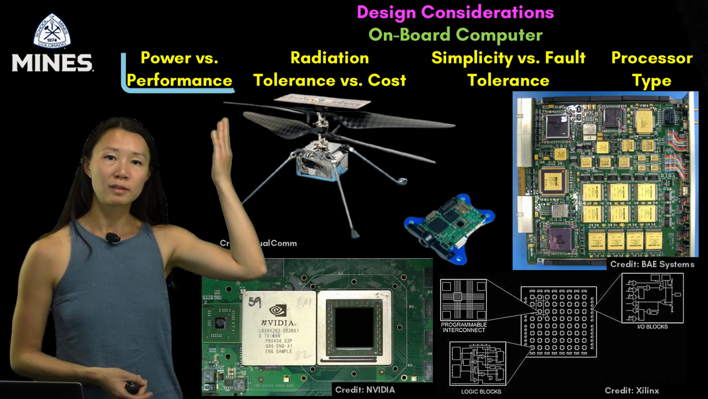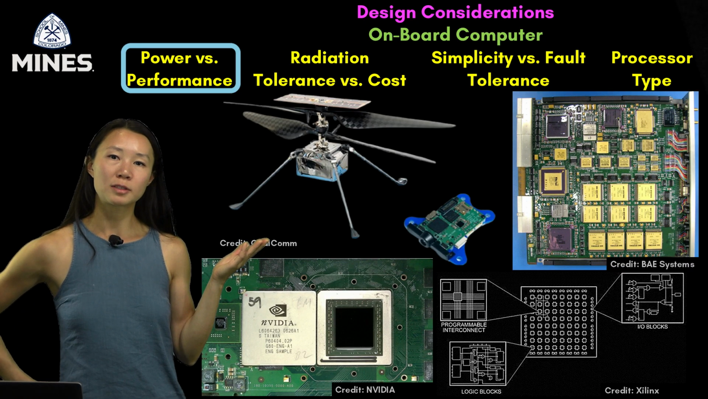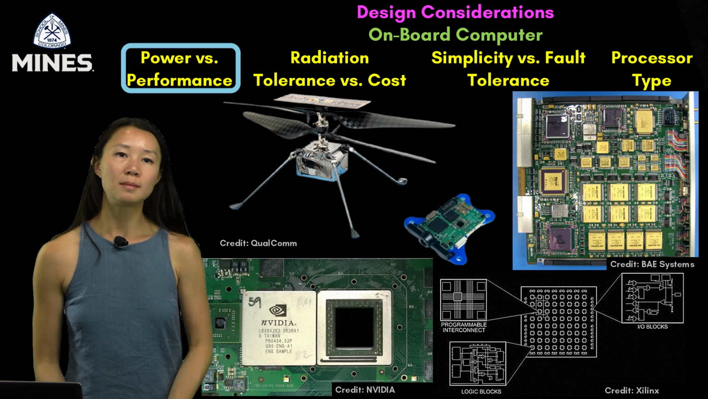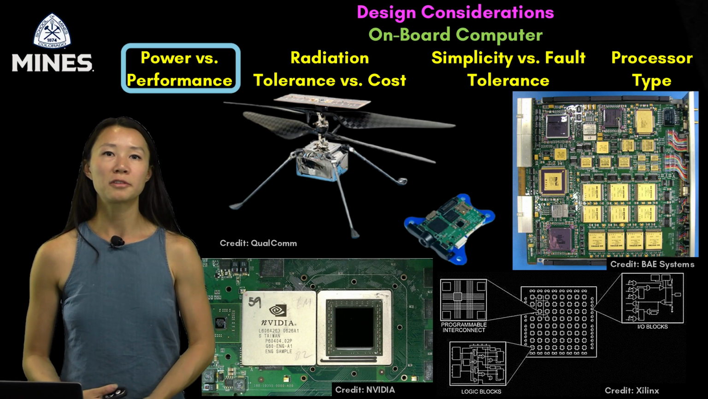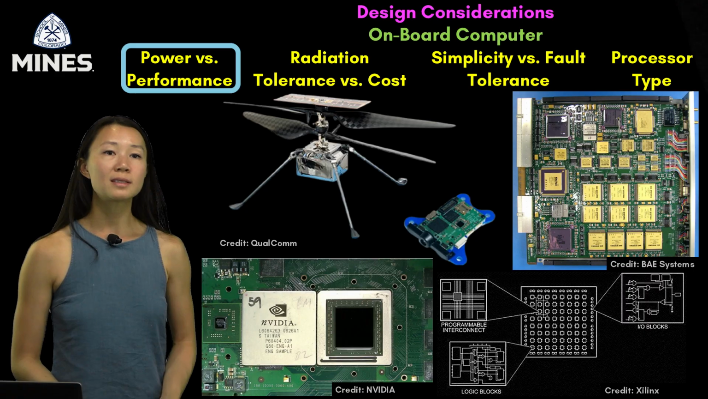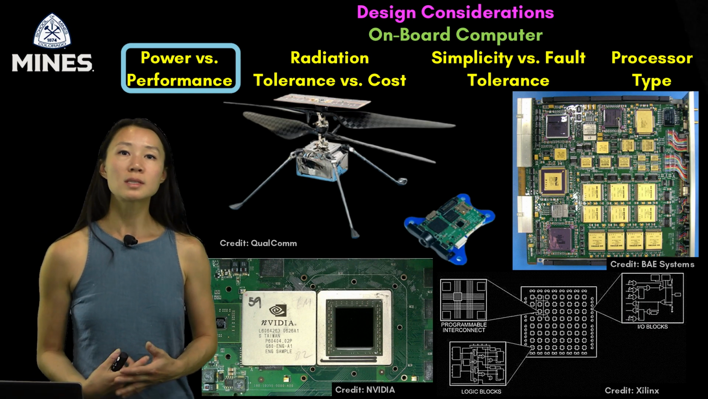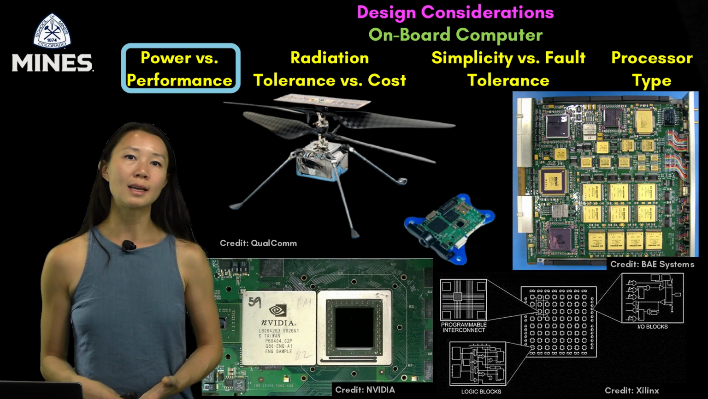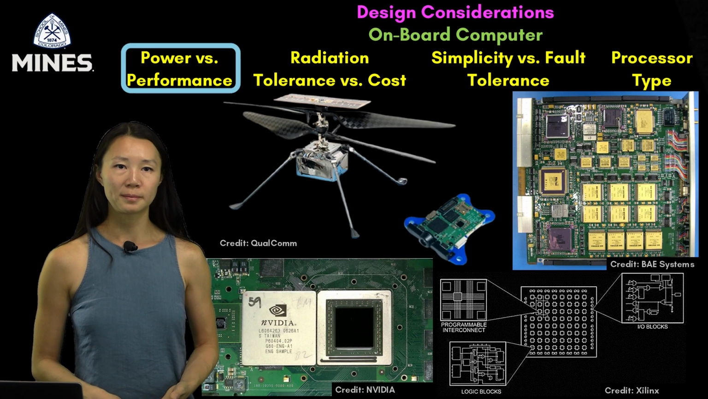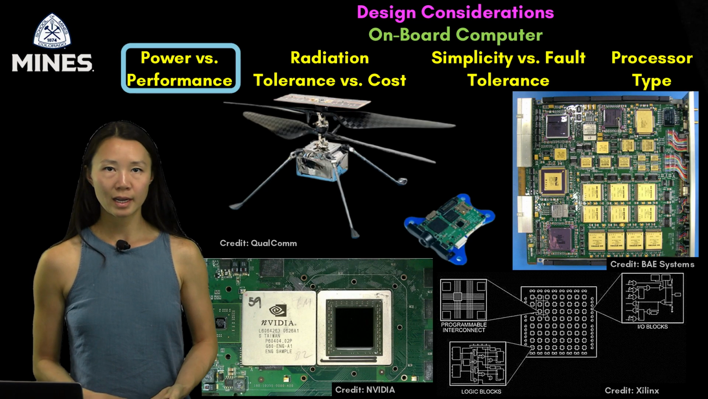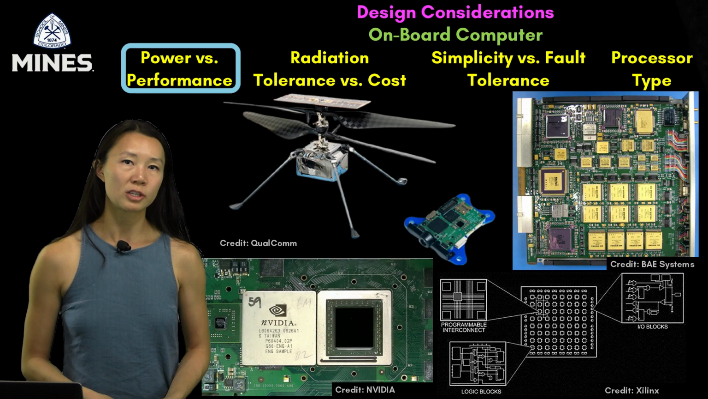First up is power versus performance. On the left, we have NASA's Ingenuity helicopter, which flew on Mars with a Qualcomm Snapdragon 801 processor. This was a consumer-grade CPU designed for smartphones. It was chosen because it was lightweight, low power, and delivers high performance for its size. And that was essential for real-time flight control and image processing, especially within a tight energy budget from its small solar panel. But Ingenuity's processor was not radiation hardened. It relied instead on environmental shielding, redundancy, and a short mission life.